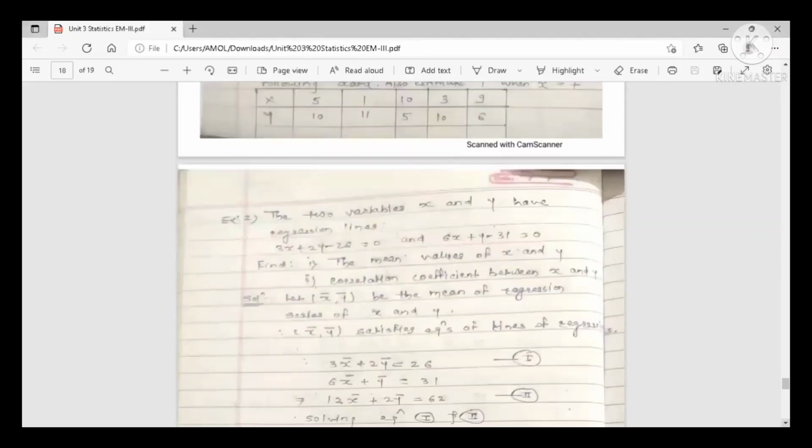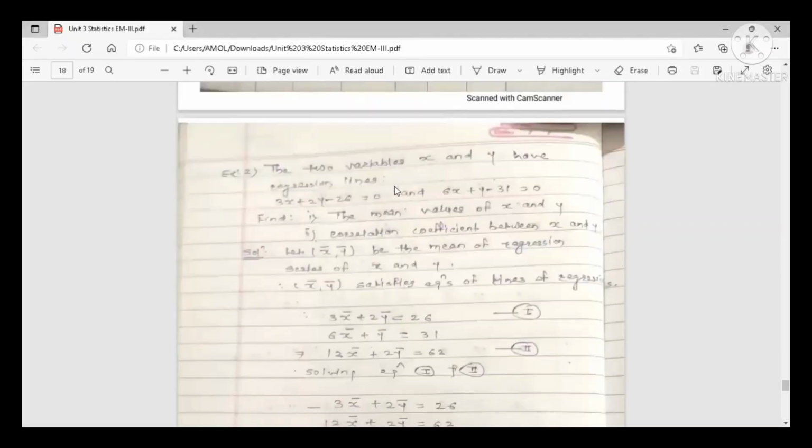Now see the example. Two variables x and y have regression lines 3x plus 2y minus 26 is equal to 0 and 6x plus y minus 31 is equal to 0. Then find the mean values of x and y, and second, the correlation coefficient between x and y. Here the regression lines for x and y variables are given, and we have to calculate the mean values of x and y, that is, x bar and y bar, and then find the correlation coefficient between x and y.